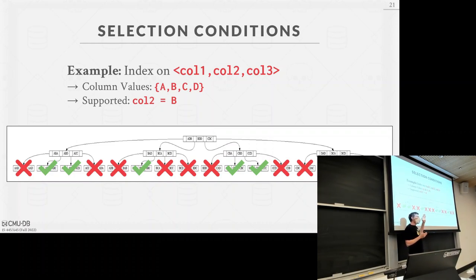Because you don't want to go back up unless you already hold the latch for something. And so the optimization for scans is that you try to release the latch as soon as possible. We'll cover this next class. And so if you don't have the latch for your parent, you just start over and start from the root.